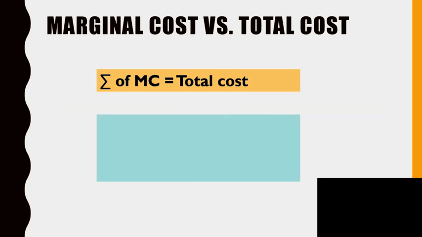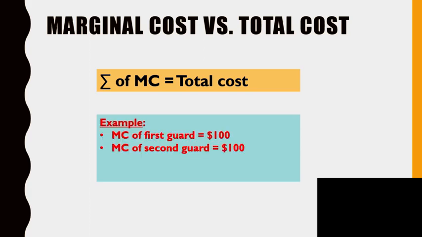We have a similar equation. If we want to find total cost, what we need to do is add up the marginal costs. So the sum of the marginal costs equals total cost. Well, if the marginal cost of the first guard is $100 and the marginal cost of the second guard is $100, because remember, we're using the same example, we can get as many guards as we want for $100 a day. So add these up and you see that the total cost of 2 guards is simply $200, right? So summing up the marginal cost gives us total cost.